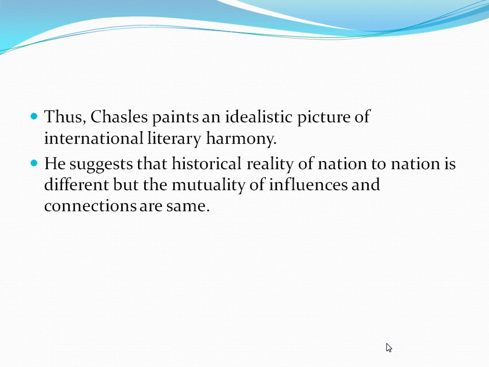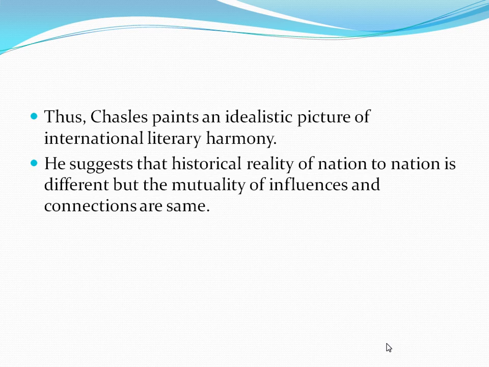So through comparative literature, Schall mentioned an idealistic picture of international literary harmony. There will be a linkage among all literature of this world. That linkage can be thematic, it can be stylistic, and the third portion we have learned is that linkage can be on the basis of influence. It suggests that the historical reality of nation to nation is different, but the mutuality of the influence and the connections are the same. The history of each country is different, but the mutuality, that means the mutual linkage, the mutual affinity. Linkage means similarity, and affinity means the close relation between literature, and that connection is obvious according to Schall.